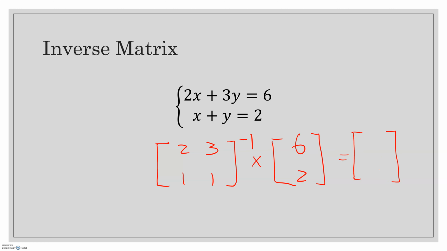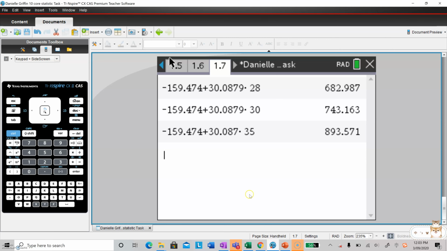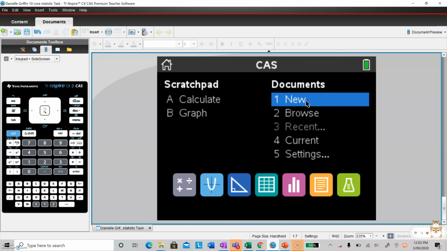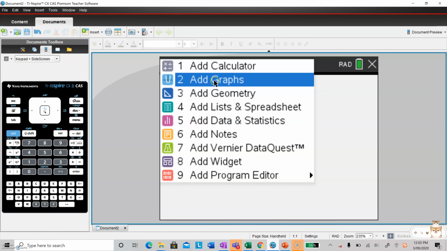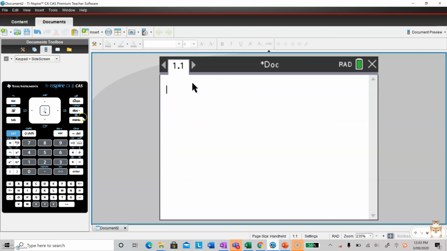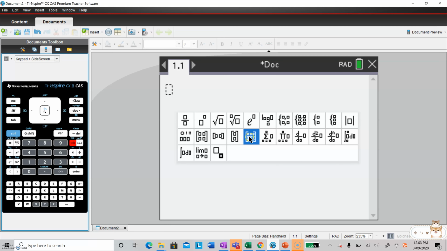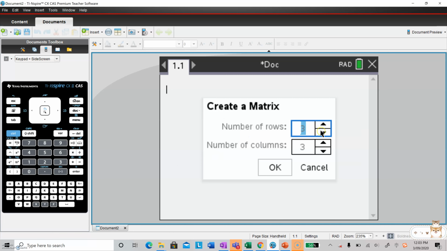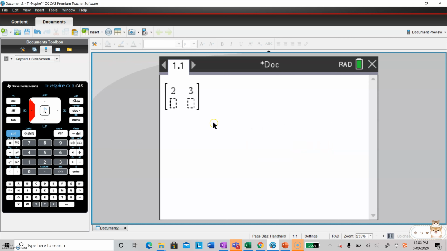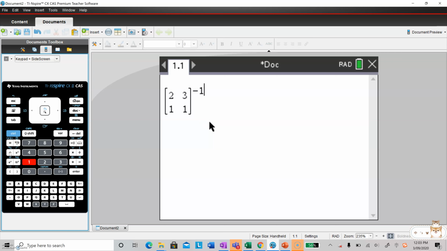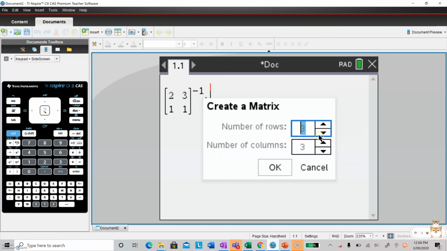Okay, so let's use the CAS calculator to help us find this one. So, CAS, let's start a new document. Don't want to save anything. Okay, so add a calculator. Remember when we are doing the matrix, we've got to add in the matrix with the button over here. We have a 2 by 2 matrix, change numbers, and then we have 2, 3, 1, and 1. Okay, and then we use the power button to put in the -1 as inverse, and we multiply that by another matrix. We've got to type in again. It's 2 by 1.